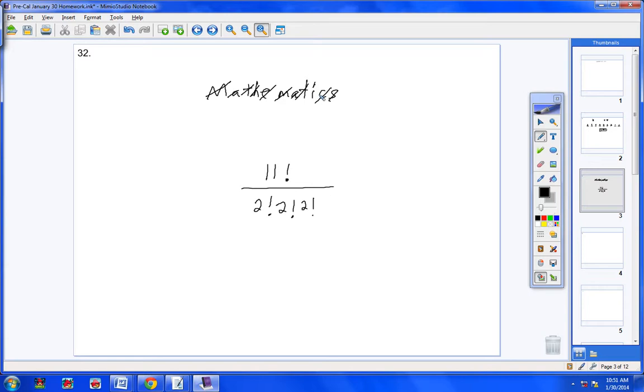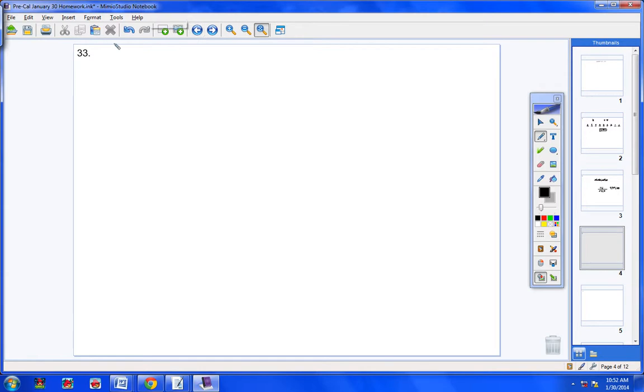11 factorial over 2 factorial times 2 factorial times 2 factorial. And if you type that in correctly, you will come up with 4,989,600 different ways that these letters can be arranged distinguishably. Okay? Distinguishable permutations. All right, let's take a look at number 33. How many 7-digit phone numbers can be formed with 10 digits?